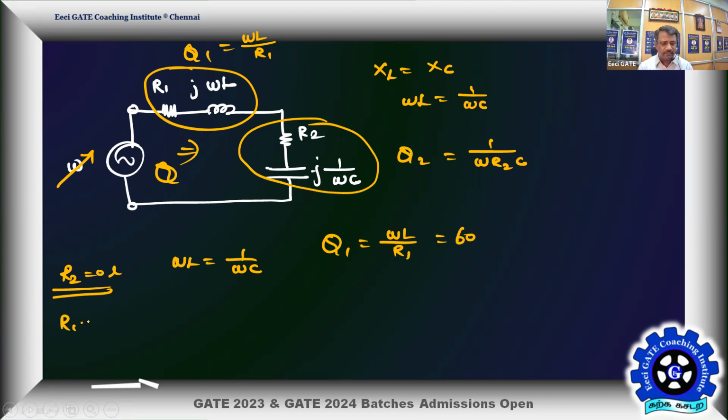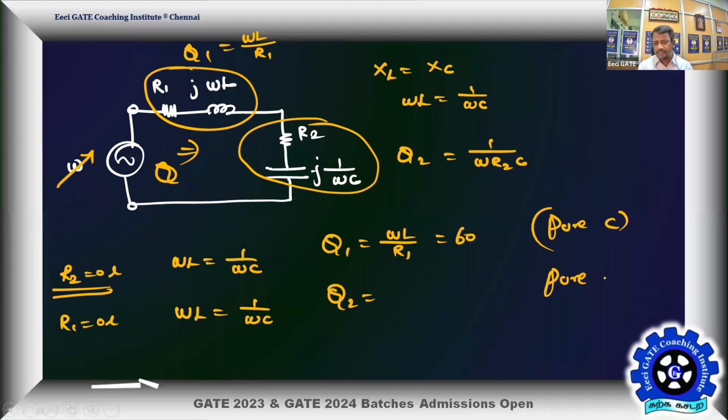Suppose if R1 is made 0, then again omega L will be equal to 1 by omega C. That's a mandatory condition. Then we are going for the Q2, because here the capacitor is pure. So here considering pure capacitor and here considering pure inductor. Yes, that is giving a better understanding of how it is given. So Q of the coil is measured for this condition, and Q of the capacitor is measured under this condition at the same resonance frequency.